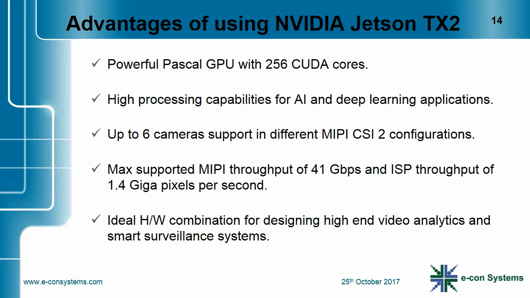We saw in detail the different synchronization methods for multiple cameras in the previous slides, and now we'll see the advantages of using the NVIDIA Jetson TX2 for a multi-camera system. The main feature of the TX2 is the Pascal GPU with up to 256 CUDA cores, which enables an AI application or a deep learning application to be run on this processor with high processing capability. It also has support for up to 6 cameras in different MIPI combinations, so that we can get a throughput of up to 41 Gbps in the MIPI part, and the ISP in the TX2 can also process up to 1.4 gigapixels per second. This combination of hardware is ideal for designing high-end video analytics or smart surveillance systems.